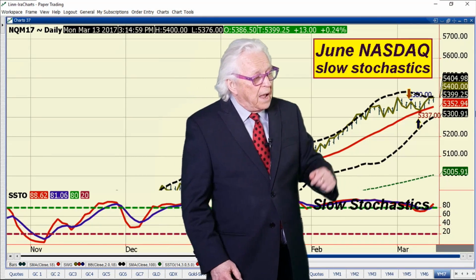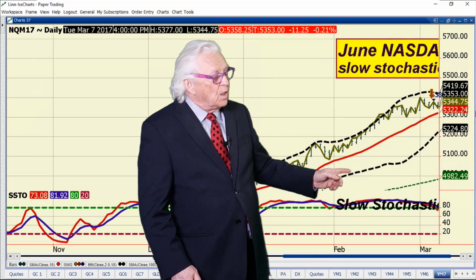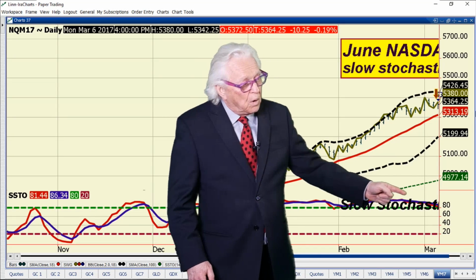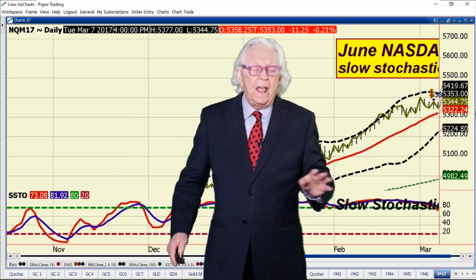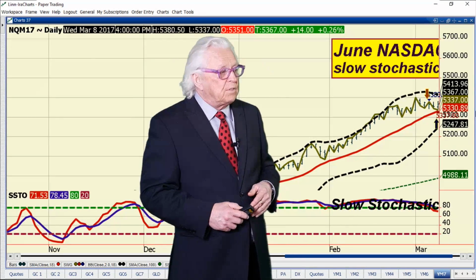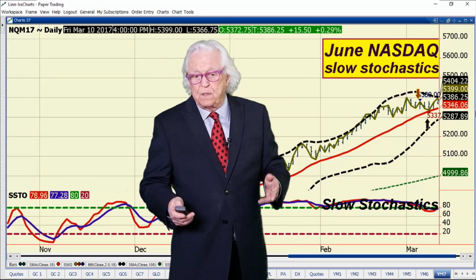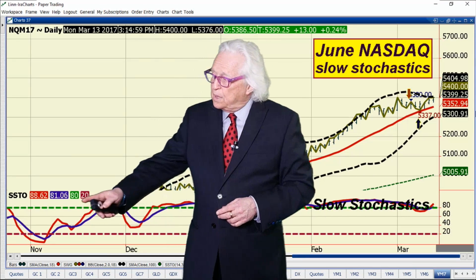The slow stochastics lost their embedded reading right here. It's when the red line finally, after going sideways with the red and blue over 80, gets under 80, as you can see here. And that often leads to price and the 18-day average coming together, which they've done. And now the market's moved up back to the resistance point, and both numbers are again over 80.